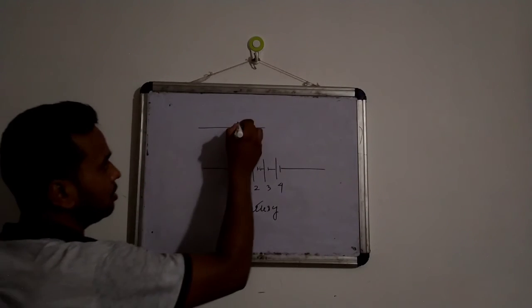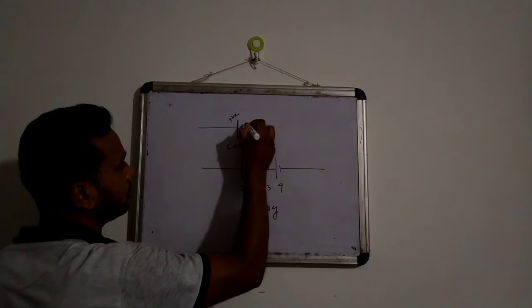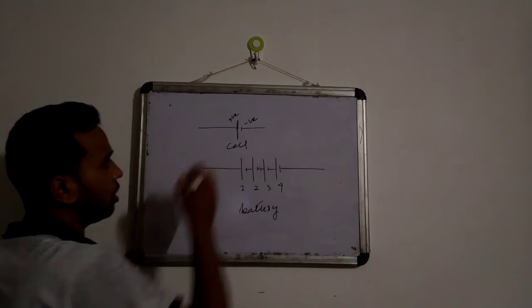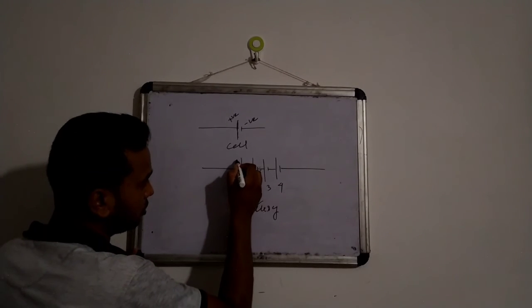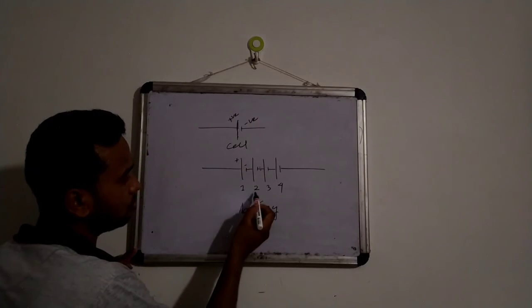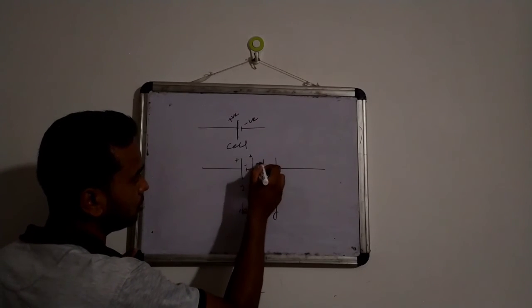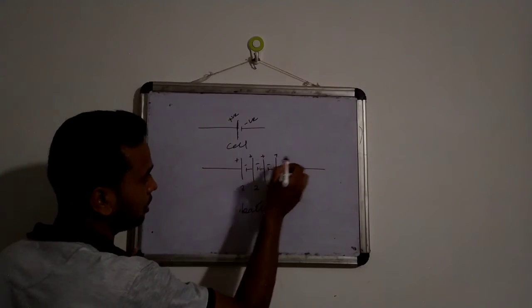So in a cell, the longer one is always marked as positive and the shorter one is always marked as negative. See, for cell 1 this is positive and shorter one is negative. For cell 2 this is positive, this is negative. For cell 3 this is positive, negative, positive, negative.